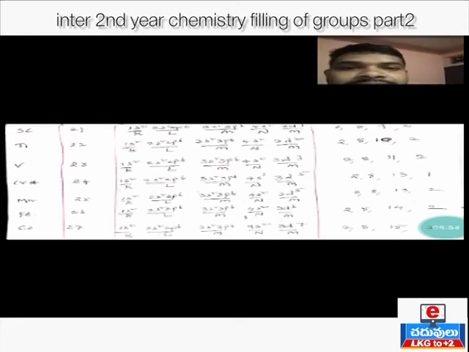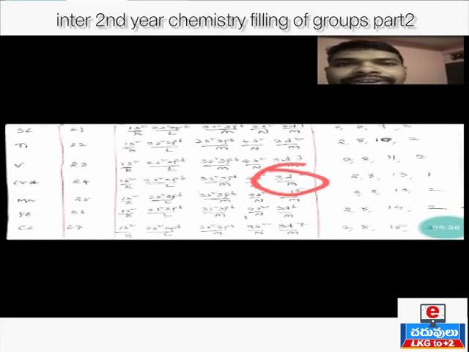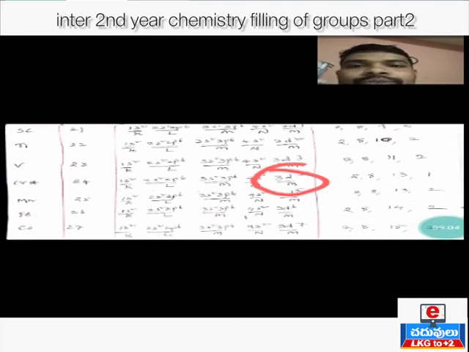See, at last you can see the half filled d orbital. This is a half filled d orbital. Okay, clear? So instead of 4s2 3d4, the configuration of chromium will be 4s1 3d5. What is the correct configuration? 4s1 3d5. 3d5 means half filled configuration. Okay, now coming to manganese.